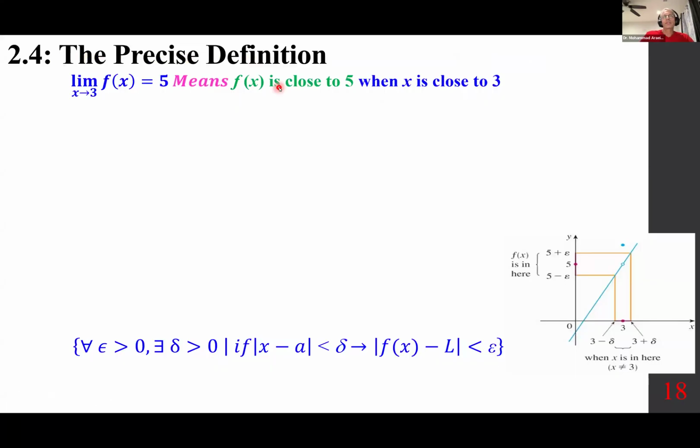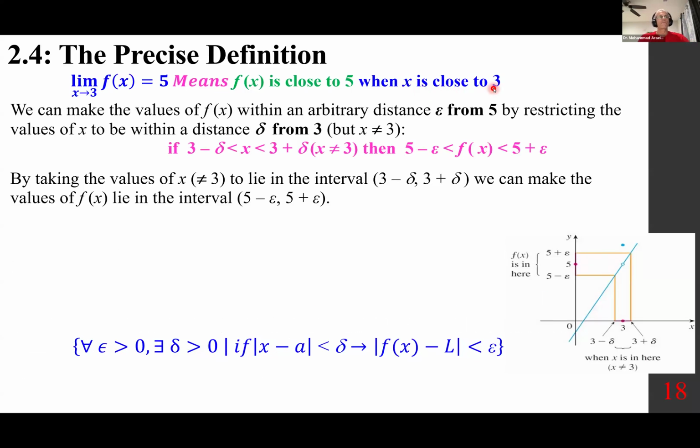2.4, the precise definition. The limit of f of x as x approaches 3 equals 5. What does it mean? It means f of x is close to 5, meaning the y coordinate, when x is close to 3. We can make the values of f of x within an arbitrary distance epsilon from 5 by restricting the values of x to be within a distance delta from 3, but x cannot be equal to 3.